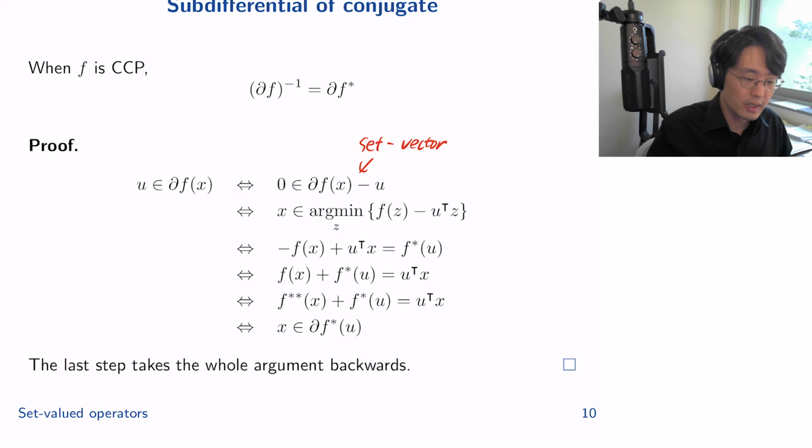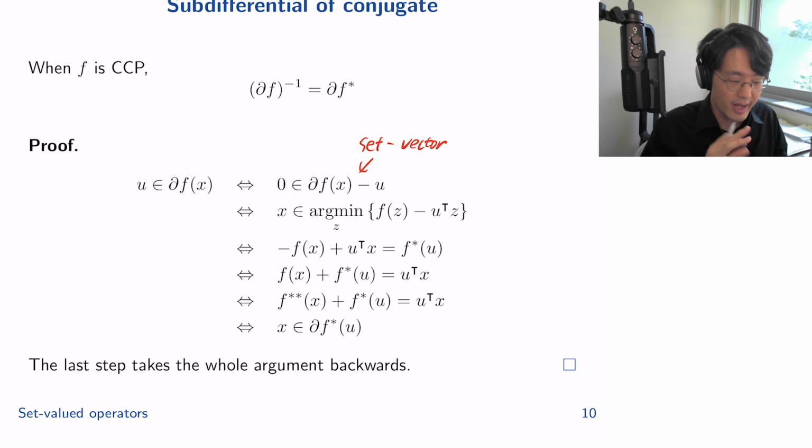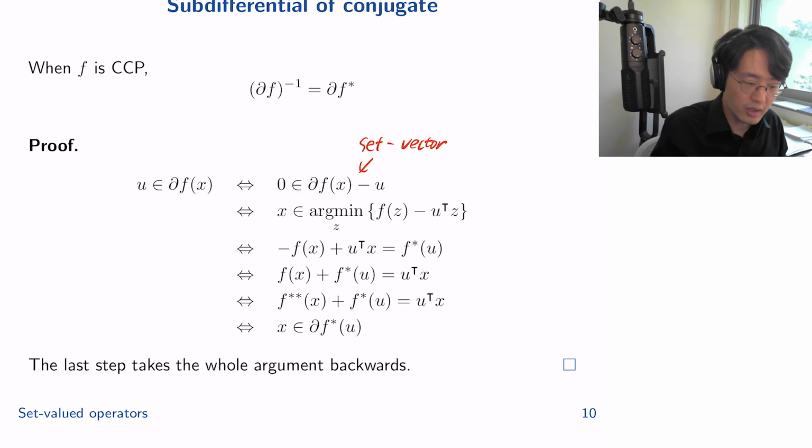And then finally, going from here, we take the argument backwards because now everything is symmetric in terms of u and x. So this whole chain of reasoning, starting from here, we arrived all the way to here. This can be reversed with the role of x and u flipped and with the role of f replaced with f star. And then when we do that, we get the inclusion x is in partial f star u.